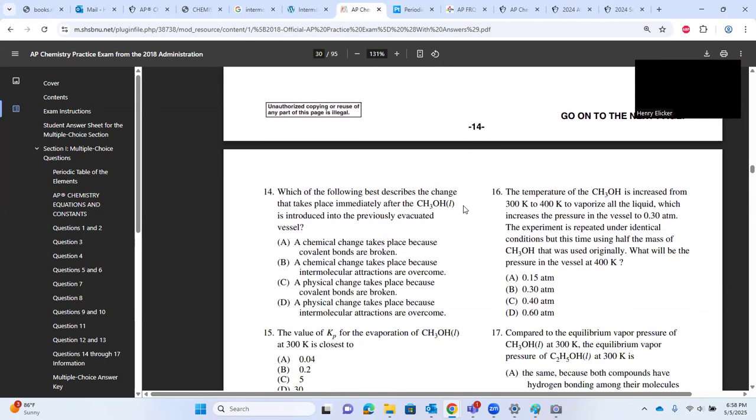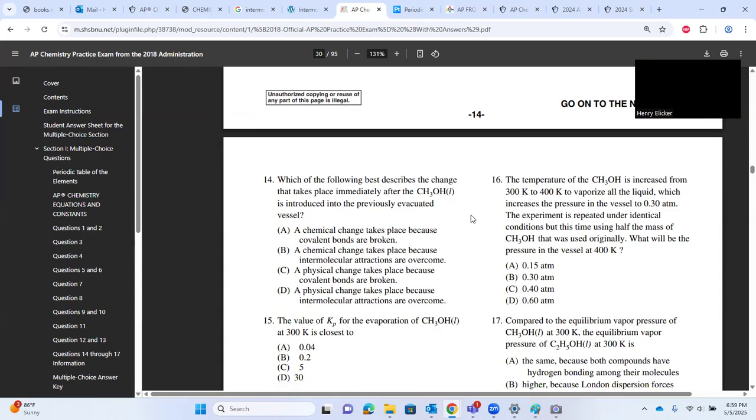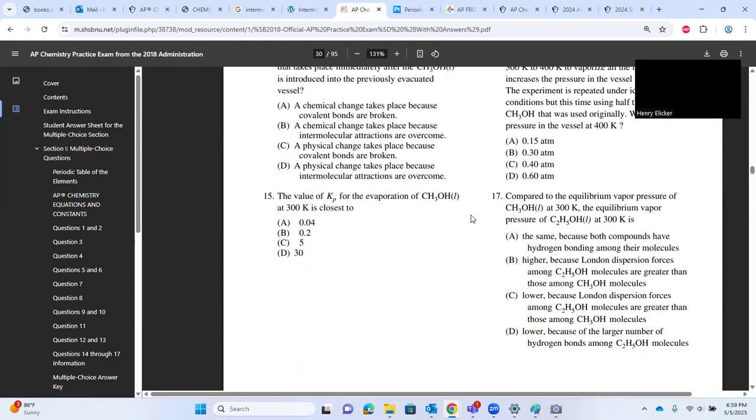So 14 is asking what's happening to methanol as it is placed into this evacuated vessel. Well, first of all, is it a chemical change? It's not a chemical change. Remember, we talked about physical changes: those are the same before and after. So this is the same chemical, just a different state. So it's physical. Breaking covalent bonds and rearranging them, that's a chemical change. Clearly, the intermolecular attractions holding them together are just being overcome. So D.